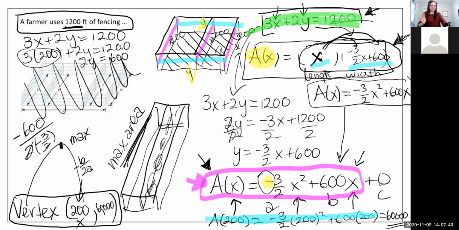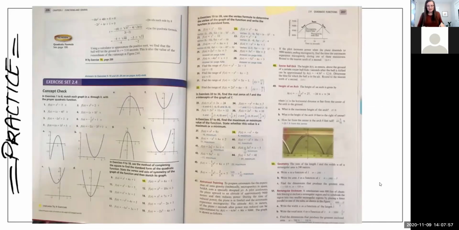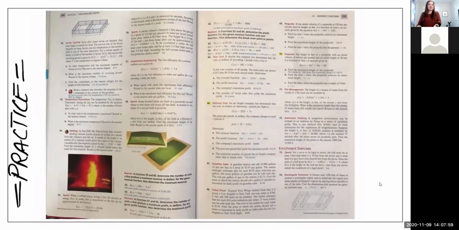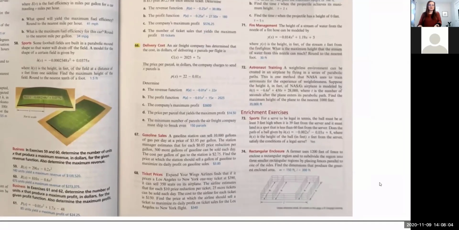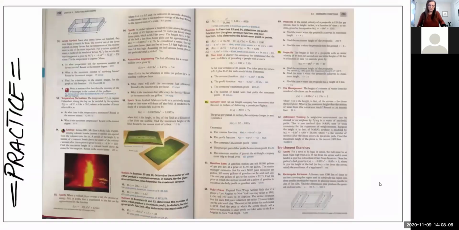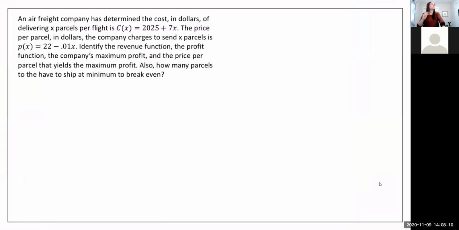And every context is going to be different. There's like maximizing the volume of a box. And on the other slides, and on these slides, I'll include these again, you have a whole bunch of examples here with different situations and answers. So you can try those out for practice if you'd like. We'll just take a look at a couple here.